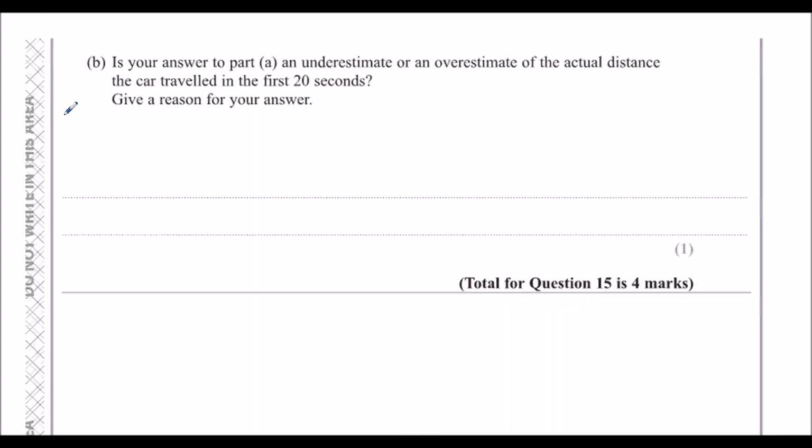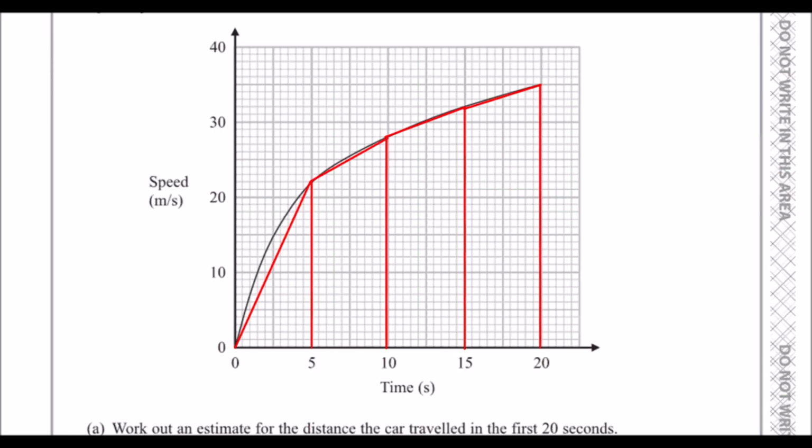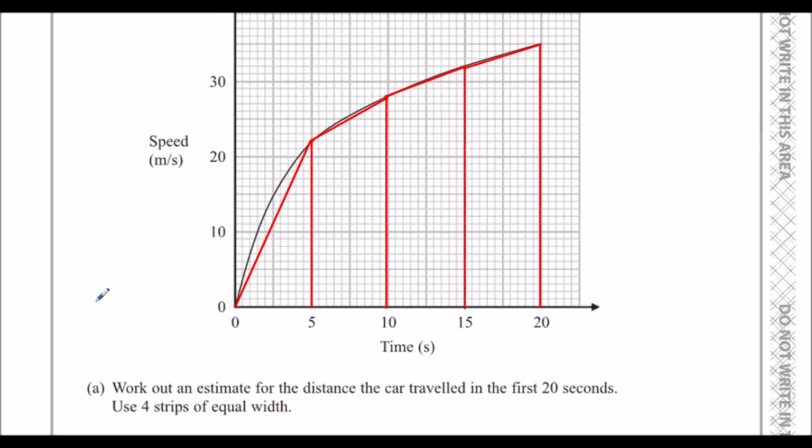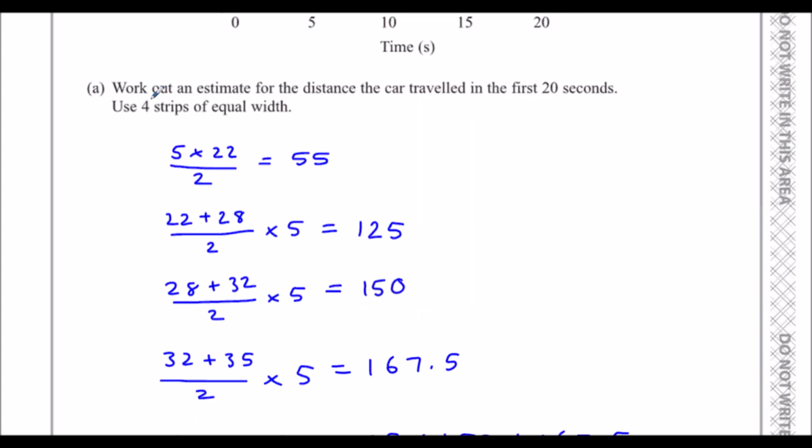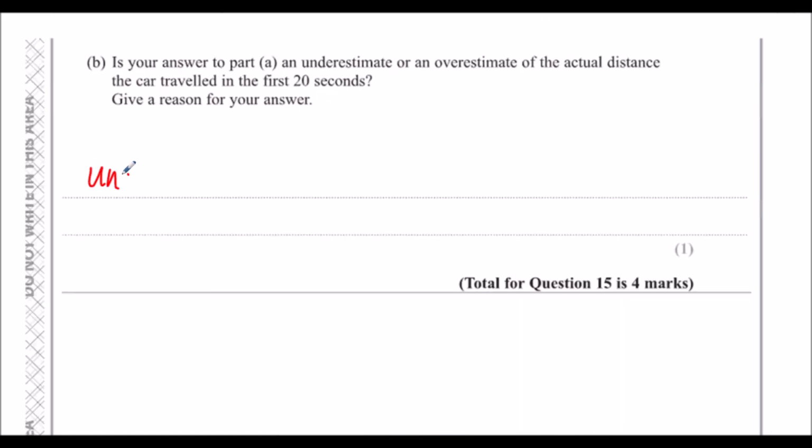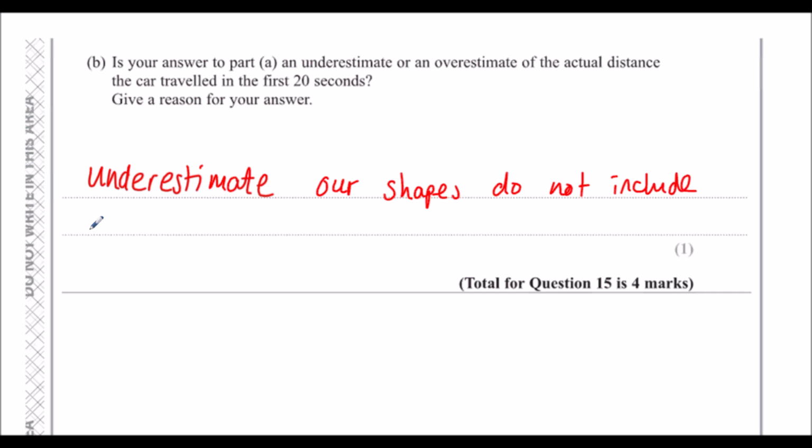Is your answer for part A an underestimate or an overestimate of the actual distance travelled? So, is the actual area under the graph more or less than our answer? And you can see that there is some space in between. So, the actual area, a tiny bit up here, the actual area is bigger. So, we've underestimated. So we can say it's an underestimate. Our shapes do not include all of the space, all of the area under the curve.